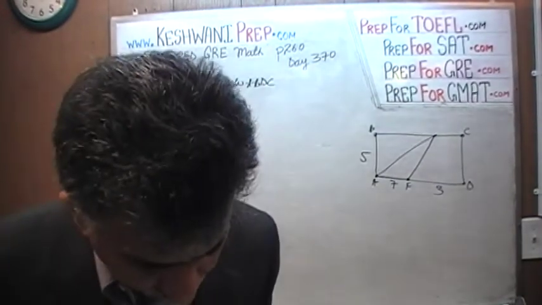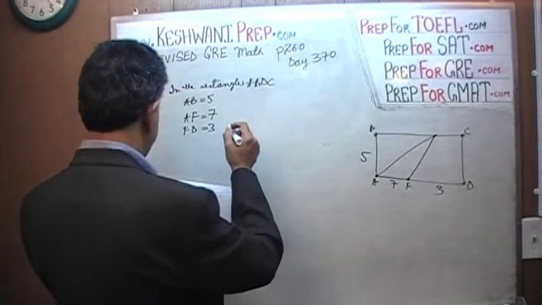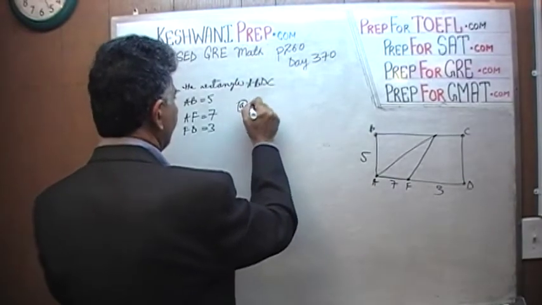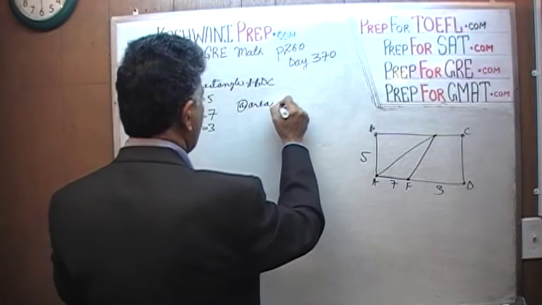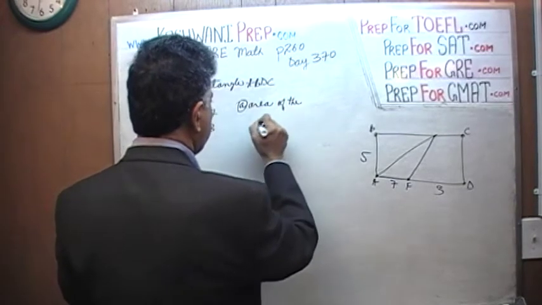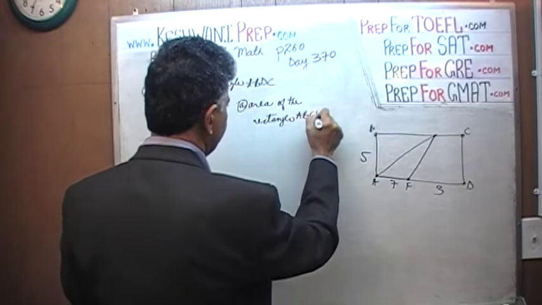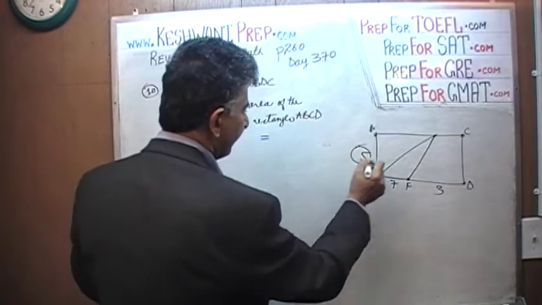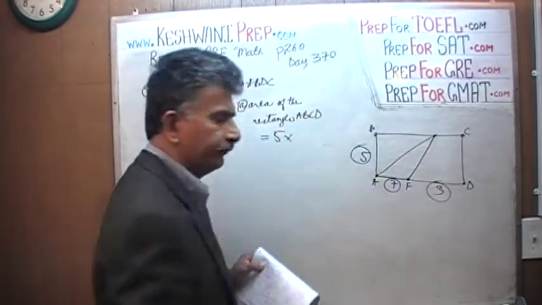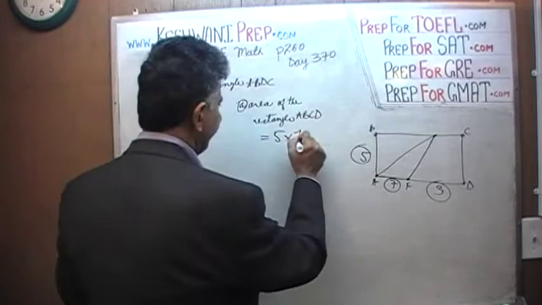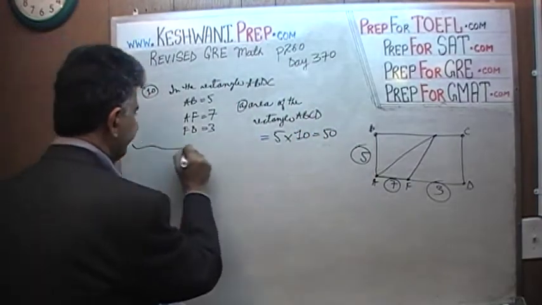Let's see what they're asking here. The very first thing we need to answer is the area of the rectangle ABCD, which is very simple. This side is 5 and this side is 7 plus 3. 7 plus 3 is 10. That was very straightforward.